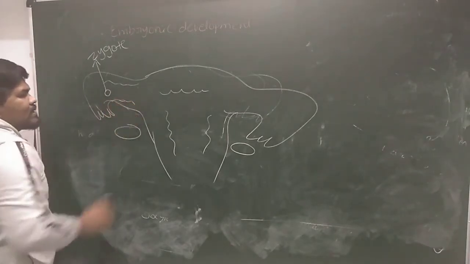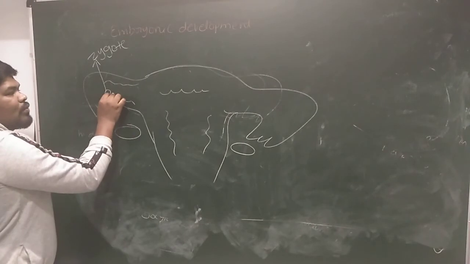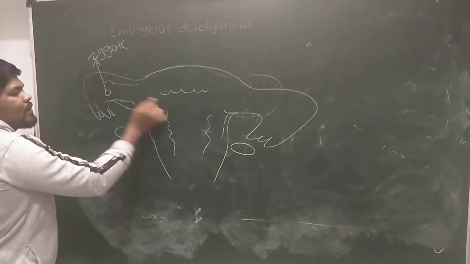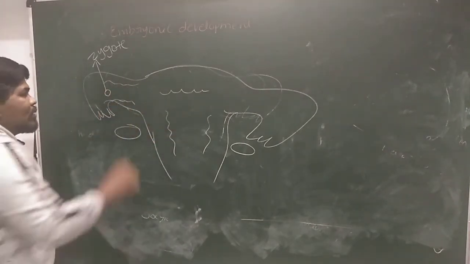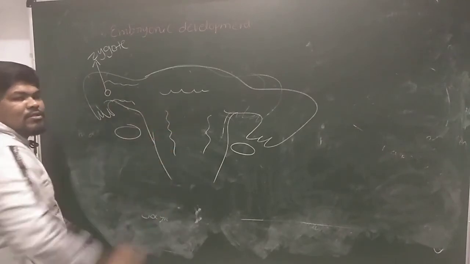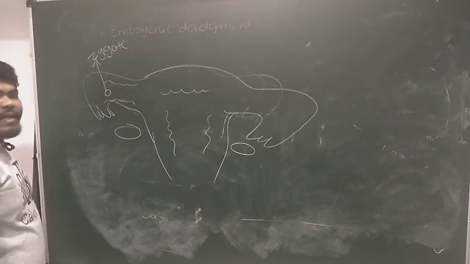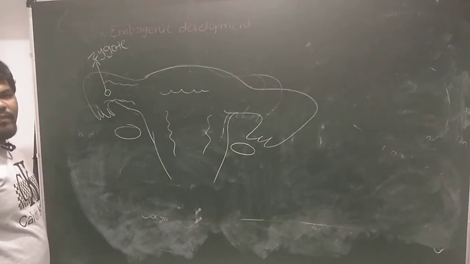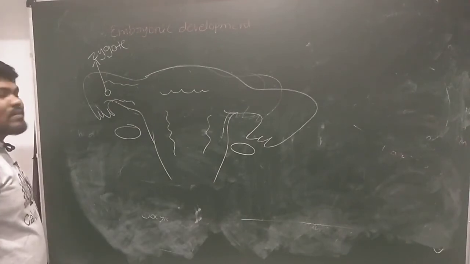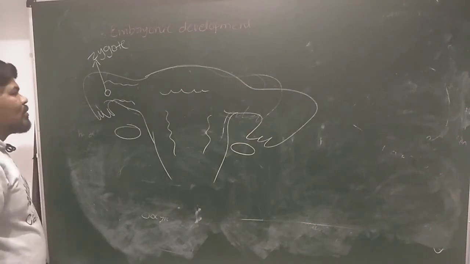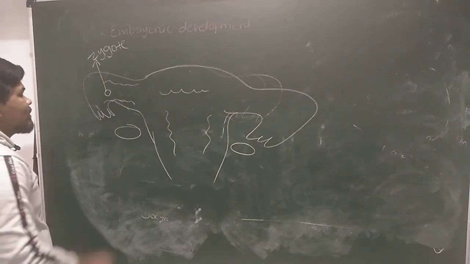After the formation of the zygote, this zygote will move from the ampulla region of the fallopian tube to the uterus. While moving through the fallopian tube, the zygote undergoes different changes by cleavages. Cleavages are a type of rapid mitotic division which leads to formation of more cells inside the zygote.